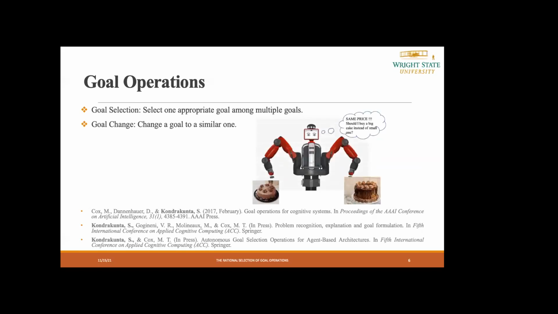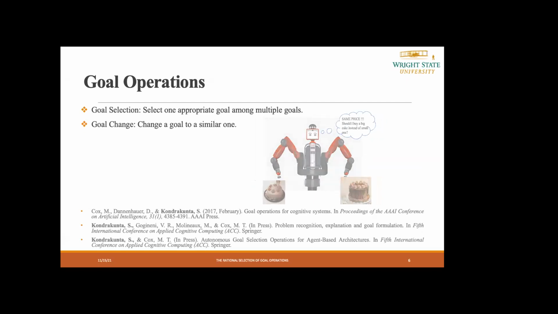And there is the goal change operation. Let's say I have a robot with me and I give it $20 and ask it to go get a cake from a store, and it goes and sees that the cakes are on sale and it could get a bigger cake for the same price. Then it should be able to change its goal to a similar one, to grab the opportunity, right? So that is what we mean by goal change.